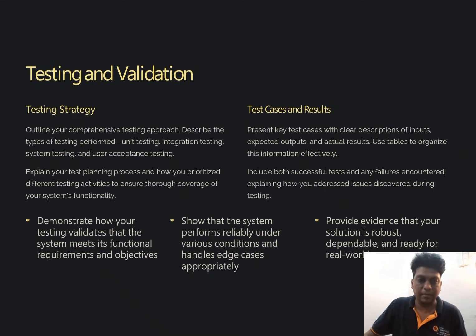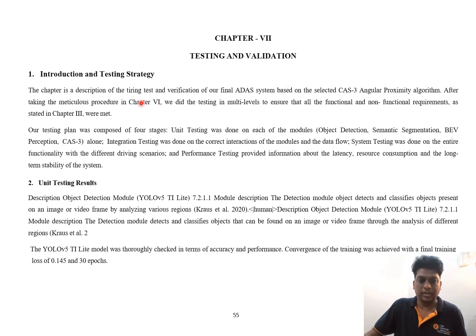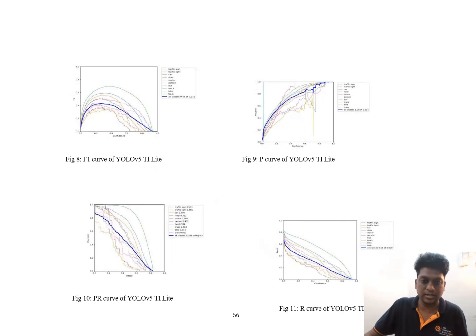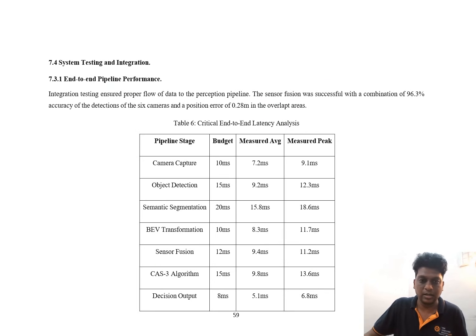So then the 7th chapter is of testing and validation. So implementation feedback is different from testing and validation. So this is nearly the final stage. Okay. So the testing stage. So here in this testing, it demonstrates how our testing validates the system and its functional requirements. It finds out whether it is robust, dependable, and is ready for real time usage. Chapter 7. So that is testing strategy, results, and the testing integration.